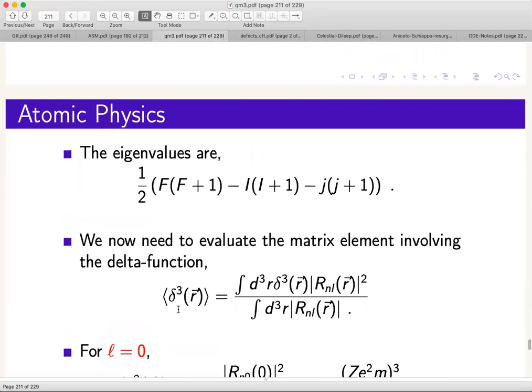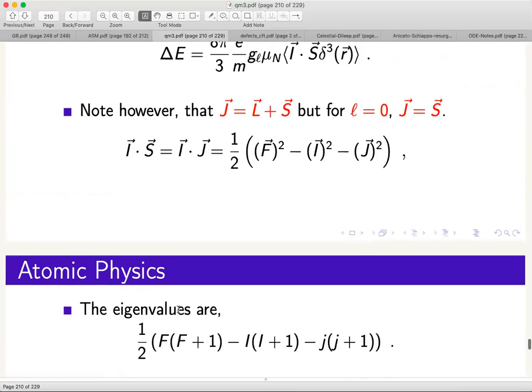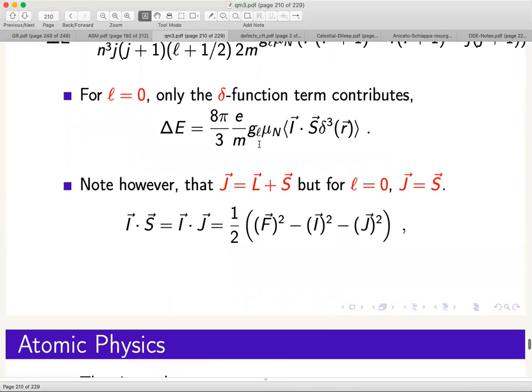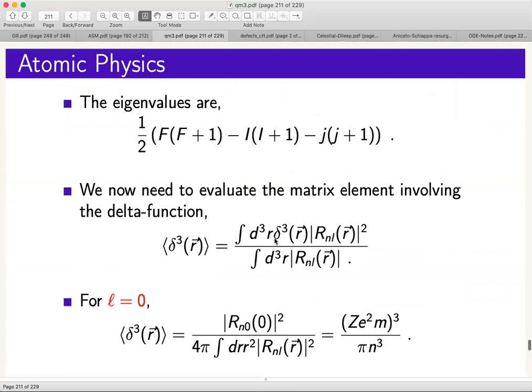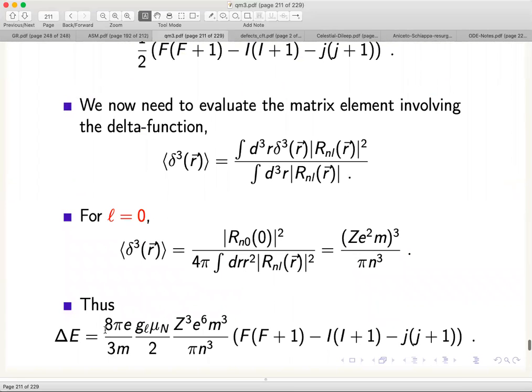Remember, just take a look at this piece. You have 8 pi by 3 e by m g_L mu_N times this entire sector. So you get all that stuff sitting around here: 8 pi by 3 g_L mu_N, this half coming from this factor. F squared minus I squared minus J squared gives you this term. This integral gives you Z cubed e to the 6 m cubed upon pi n cubed. And there is an e by m factor. So the entire stuff is written out here.